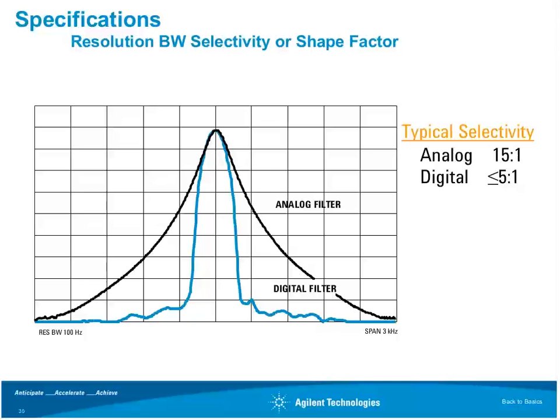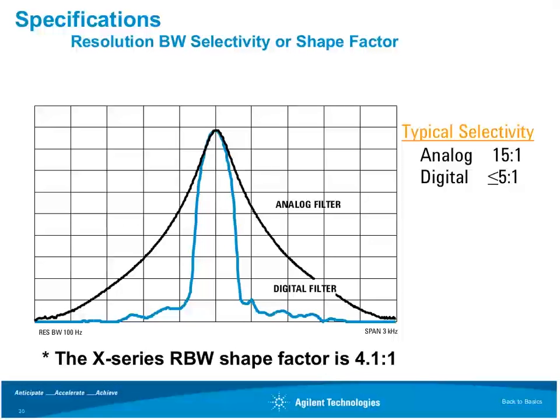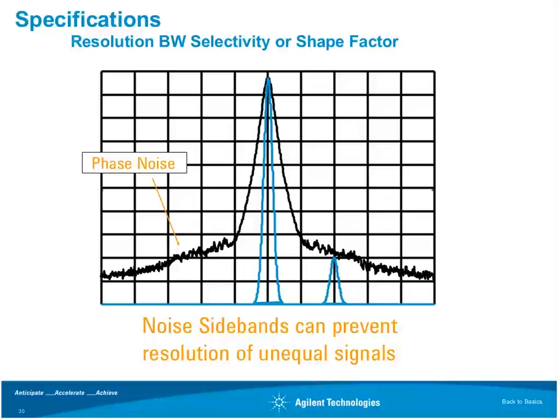Now the good news is that with pretty much all modern spectrum analyzers, we've gone from analog to digital type filters, which have much, much better selectivity than the old filters. In the past, a typical analog filter might have a 15:1 ratio. Digital filters are more on the order of 4 or 5:1. So they drop off much, much faster, which is a good thing, because that allows you to see small signals that might be close to the large signal. You can resolve them much more easily.